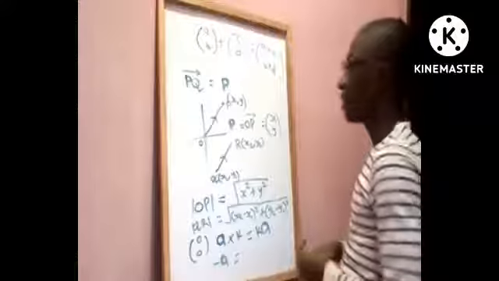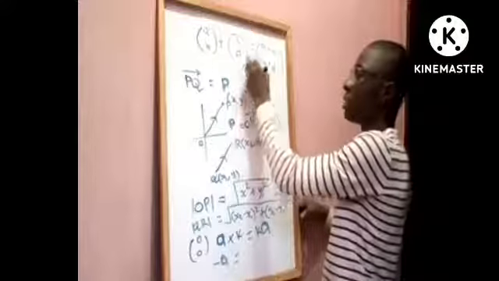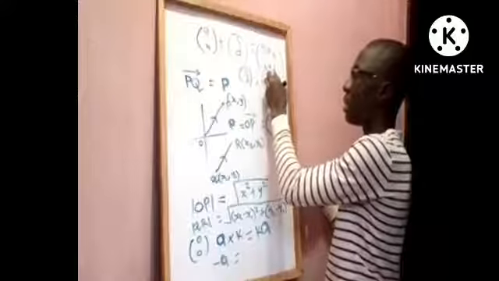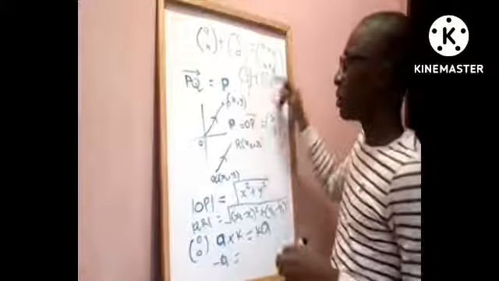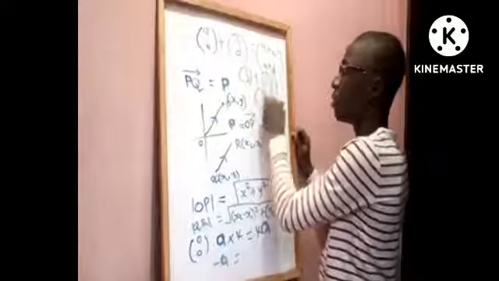For example, if you have a column vector 2, 3, and you also have another one, 2, minus 3. Now if we were to add these two vectors, we'll just add them together like this: 2, 3 plus 2, minus 3. Now 2 plus 2 is 4. 3 plus minus 3, that's 3 minus 3, that's 0. So our new vector will be 4, 0. The column vector 4, 0. So that is the new vector.